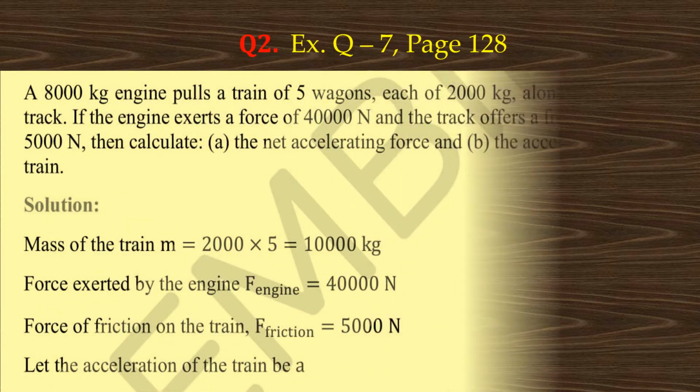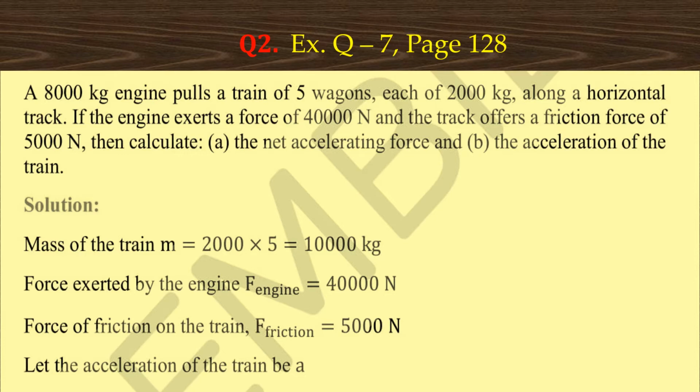Now children, let's see the second question, exercise question number 7. A 8000 kilogram engine pulls a train of 5 wagons, each of 2000 kilogram, along a horizontal track. If the engine exerts a force of 40,000 Newton and the track offers a friction force of 5000 Newton, then calculate A, the net accelerating force and B, the acceleration of the train. And actually there is one more part for this question that I have explained at the last. So let's start the answer.